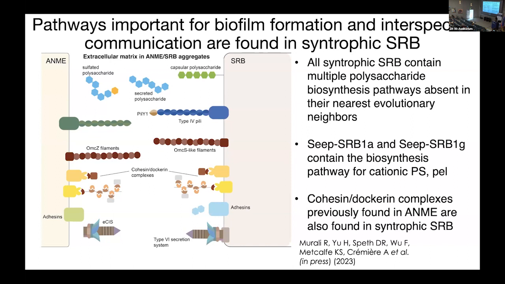And this is the biofilm formation and interspecies communication component. As I mentioned, there must be polysaccharides that form up the matrix of the biofilm, as well as type 4 pili and other types of structural components.